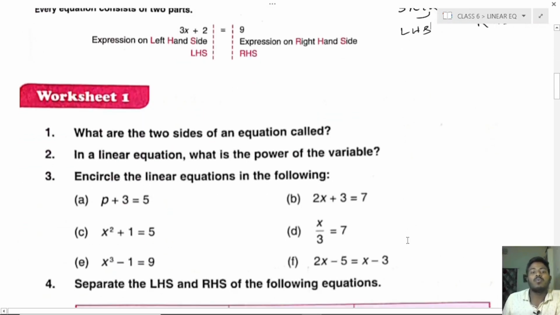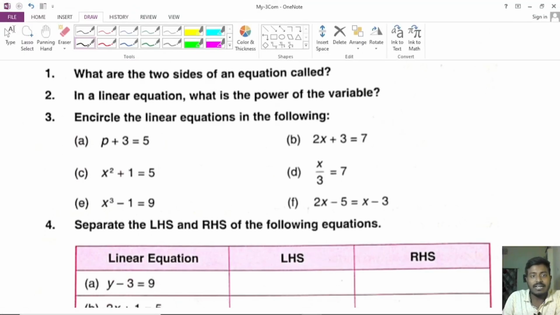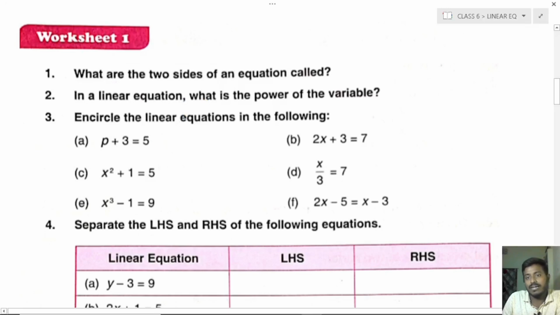So tell me, what are the two sides of an equation called? That is left hand side and right hand side. Now for question number 1 we can write the answer: LHS and RHS. Next, in a linear equation what is the power? The power is 1, because if the variable power is 1 then it is called a linear equation. The question asks, in a quadratic equation what is the power of the variable? That is 2.